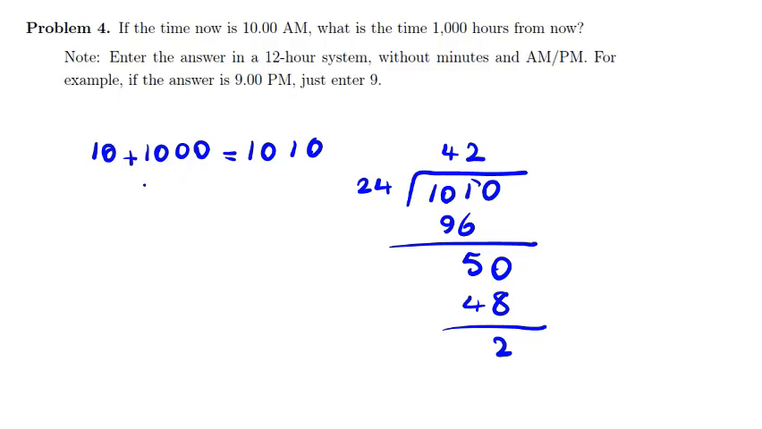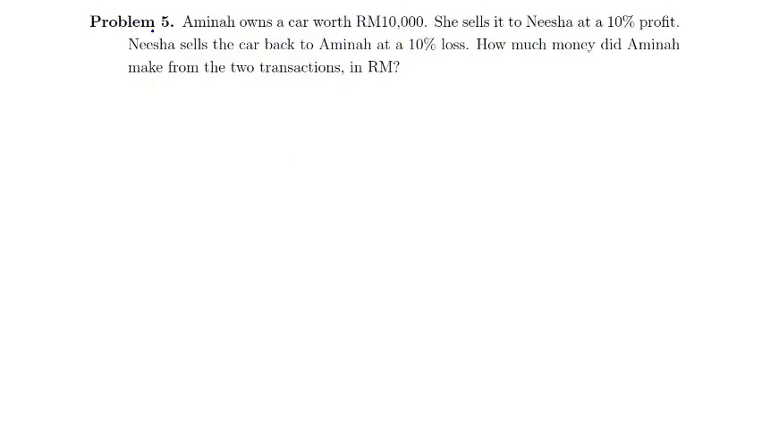Okay, so if we also consider 10 here, plus this, it is 2 by 24, the remainder is 2. So it is 2 AM, but you should only enter 2 for this problem. The answer is 2.